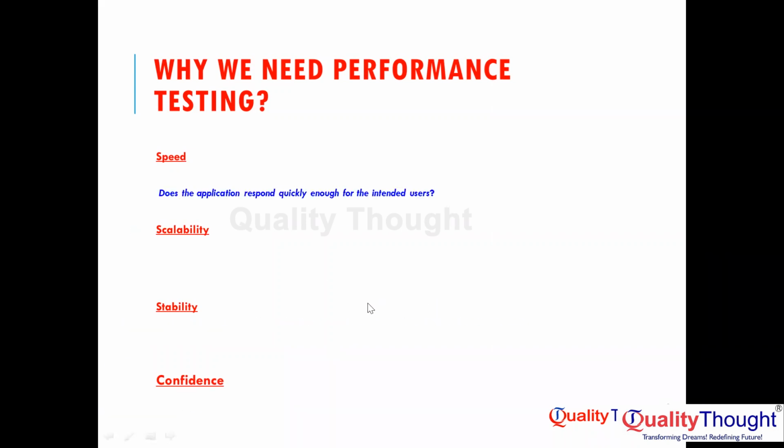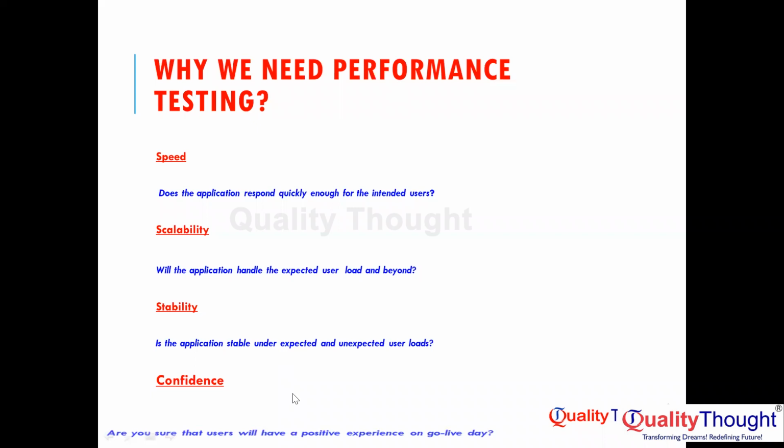If you require, you can note down that important point. Does the application respond quickly enough for the intended users? How quickly are we responding? Next, will the application handle the expected user load and beyond? How do we handle the beyond? By upgrading the hardware or by improving the software capabilities. Next one, stability: how it is behaving, in a positive way or a negative way. Confidence: are you sure that users will have a positive experience on go-live day?